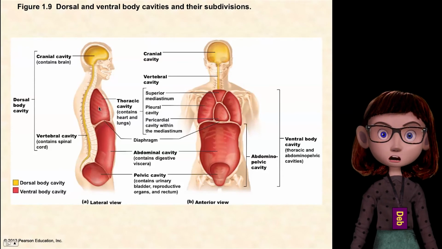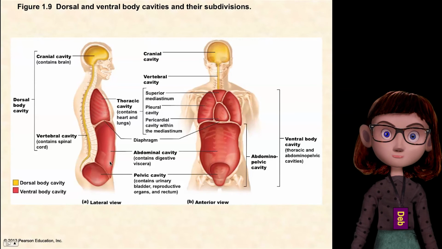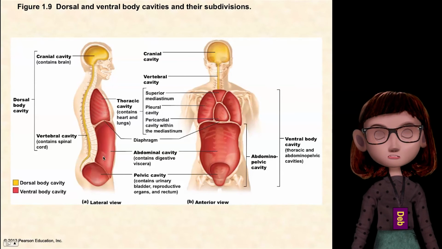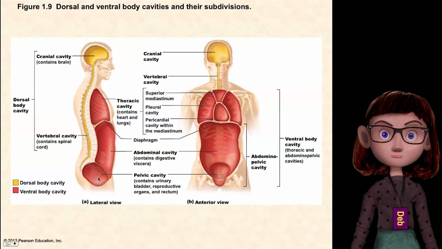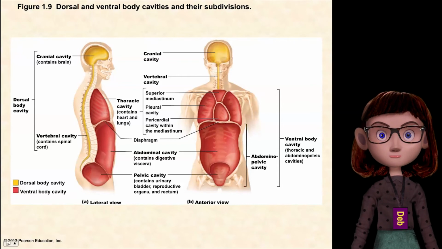Laterally, you see your thoracic cavity that contains the heart and the lungs. Then you have your abdominal cavity that contains your digestive viscera, and also the kidneys are in there, other organs. Here's the pelvic cavity that contains the urinary bladder, reproductive organs, and the rectum.